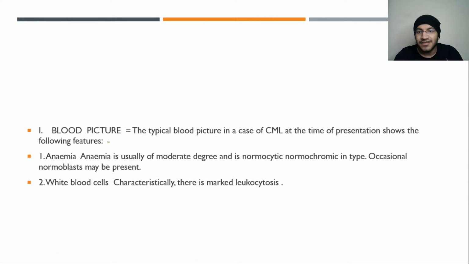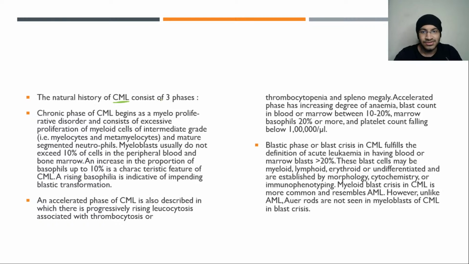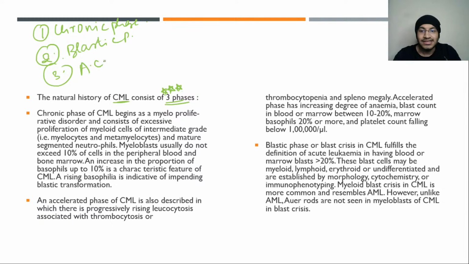Right. So now let's see the blood picture. सबसे पहले anemia will be there, but the anemia will be of normocytic and normochromic morphology. And WBC will be there, but there will be marked leukocytosis, very much increase in the WBC. Then the natural history of CML consists of three phases, and these are very important. So chronic phase होता है. First is chronic phase, then blastic phase, and then the accelerated phase.